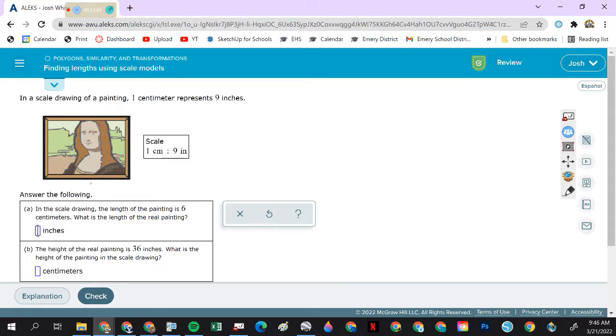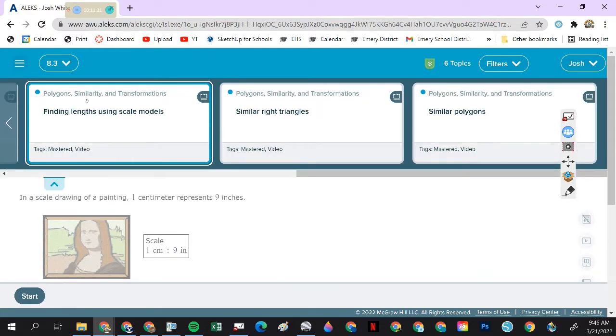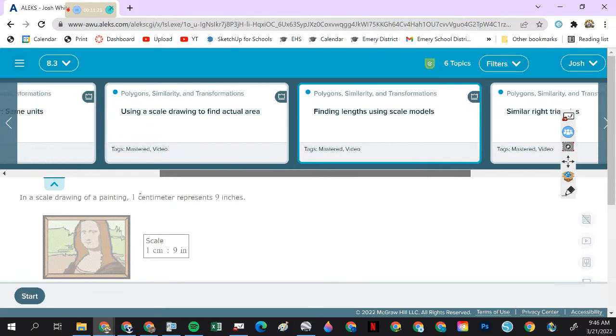If the height of the original painting is 36 inches, how big is the scale drawing? It would be 36 divided by 9, which is 4 centimeters. Okay.